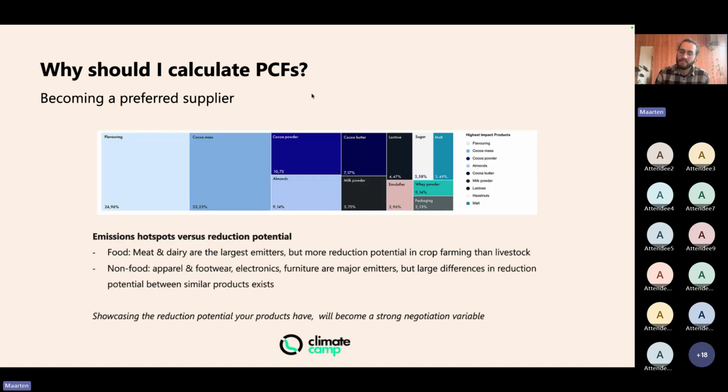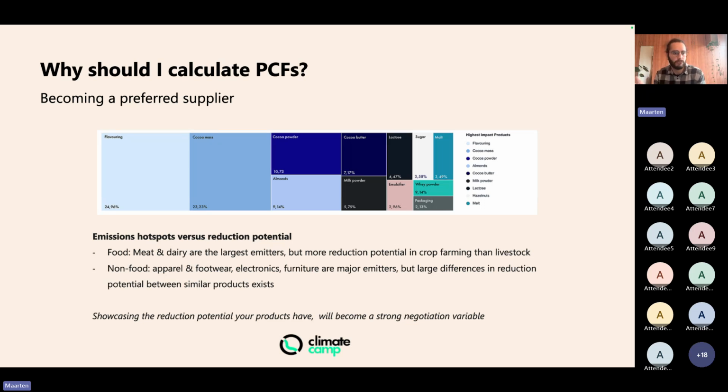The second, and this is a discussion I had with a retailer a couple of weeks ago, is an important nuance between emission hotspots and reduction potential. What do I mean with that? I've visualized an emission hotspot like we have in Climate Camp here. It could be that for retailers, certain product categories are the largest emitters. For food, for example, this is classically meat and dairy that are the highest emitters, and produce is a strong third. But generally speaking, there's more reduction potential in crop farming than in livestock.